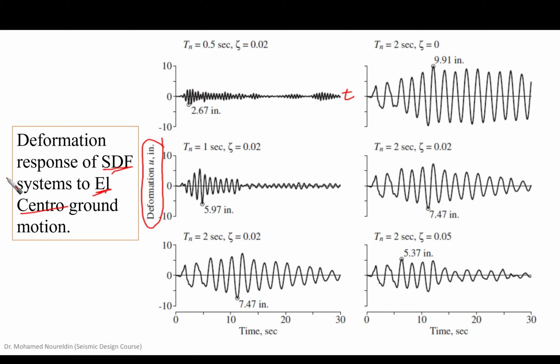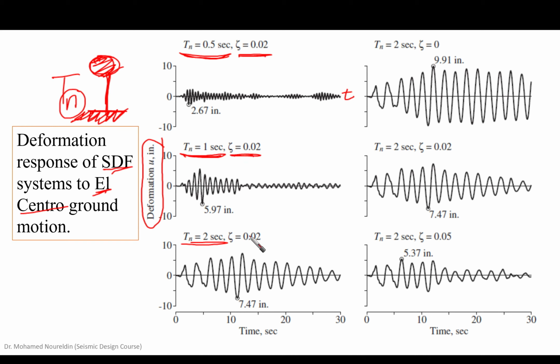In the El Centro earthquake, let's assume that we have different single degree of freedom systems, and they have different characteristics. Let's assume that Tn, which is the natural period of this system, one time is 0.5, another time is 1 second, and a third time is 2 seconds. And let's assume that our damping ratio is constant, 0.02, 0.02, 0.02.